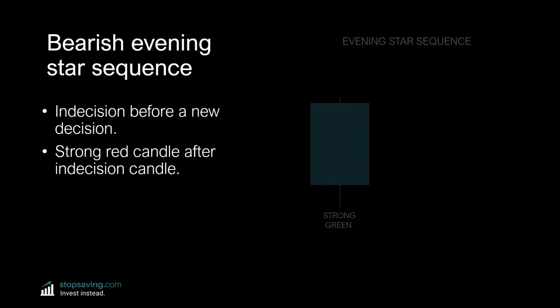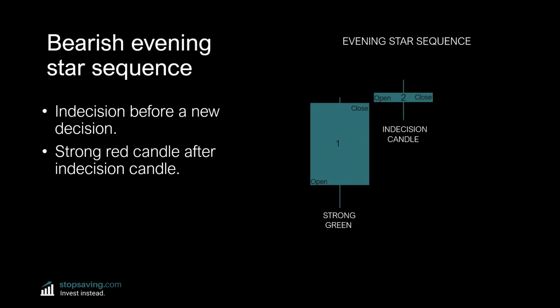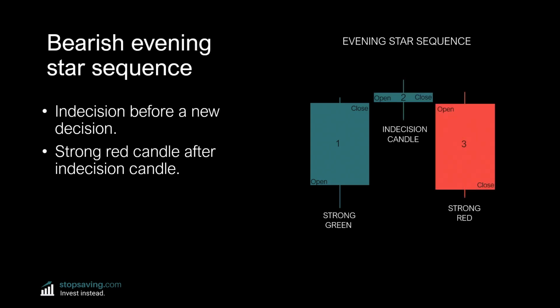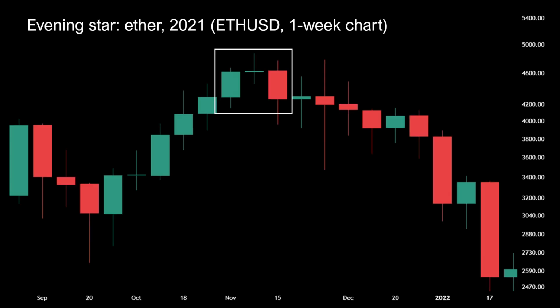First, there's a strong green candle. Second comes the indecision candle. And third, there's a strong red candle to make the decision in favor of the sellers. And here's an evening star in action for Ether on the 1 week chart. This one shows renewed strength from sellers and led to a big drop in price afterwards.